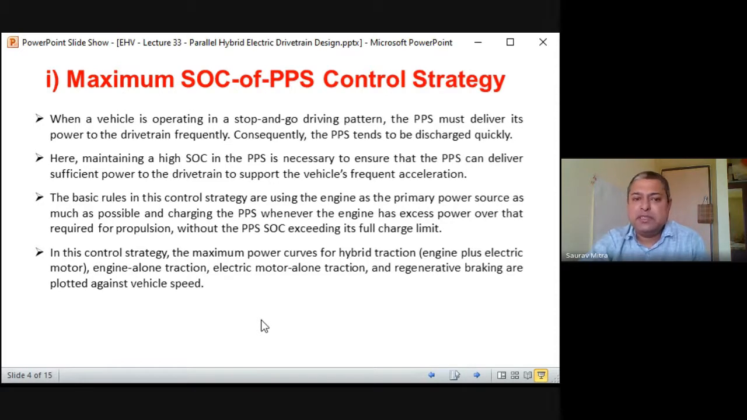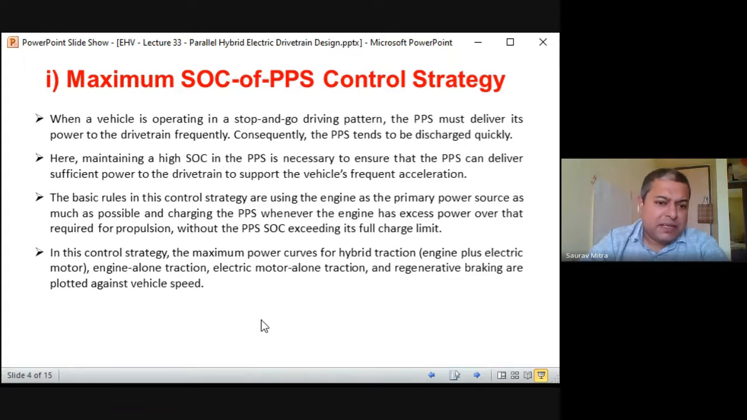SOC PPS for series hybrid, SOC PPS for parallel hybrid. If you see the question bank which is given, the complete question bank is uploaded. There also you will be finding that both these questions are asked. And both these questions can be asked as a 5 marks question as well. So in one question I can ask you, explain series hybrid PPS as well as explain parallel hybrid PPS. So in series hybrid there are 4 strategies, in parallel hybrid there are 6 strategies.